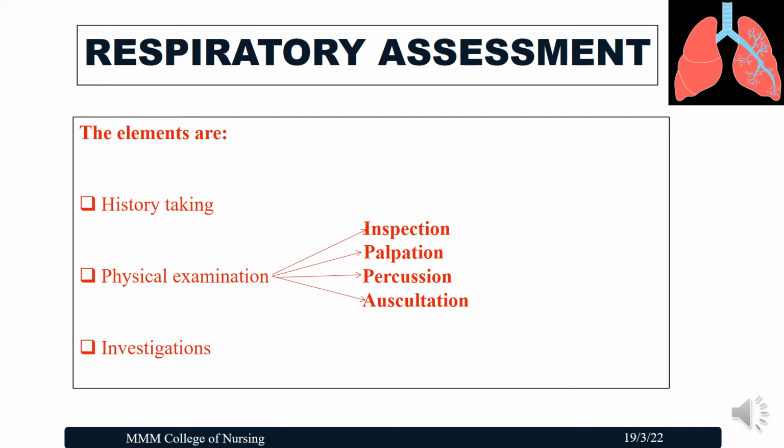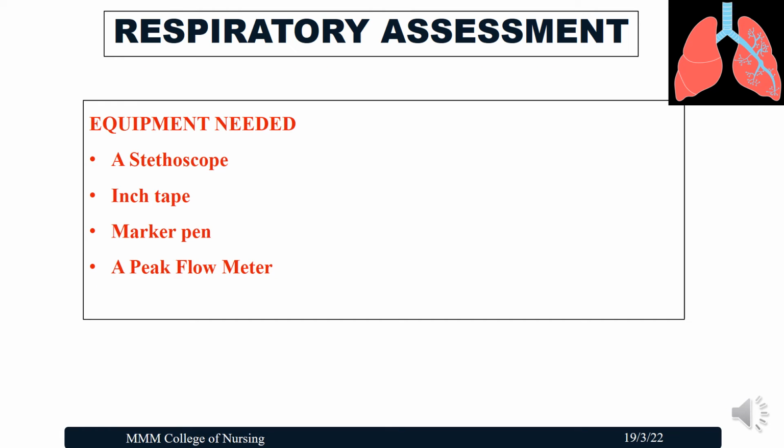The elements of respiratory assessment include history collection, physical examination, which includes the four techniques: inspection, palpation, percussion, and auscultation, and the investigations related to the respiratory system. As we have discussed earlier, the equipment for respiratory assessment includes a stethoscope, inch tape, marker pen, and a peak flow meter.